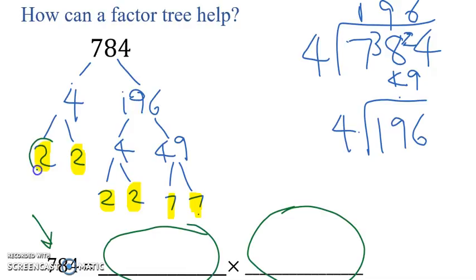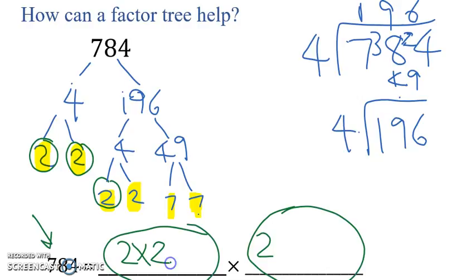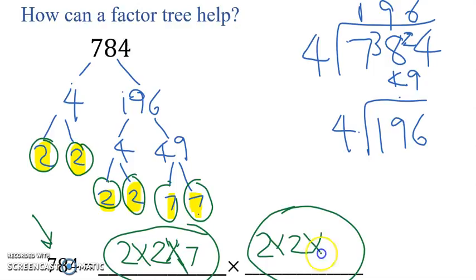So if I put this 2 in here, and this other 2 will go over here. If I want to put this 2 here, must go here, and this 2 would go over here. This 7 must go here, and this 7 would go over here. And as you can see, I've got the exact same numbers being multiplied in both circles.